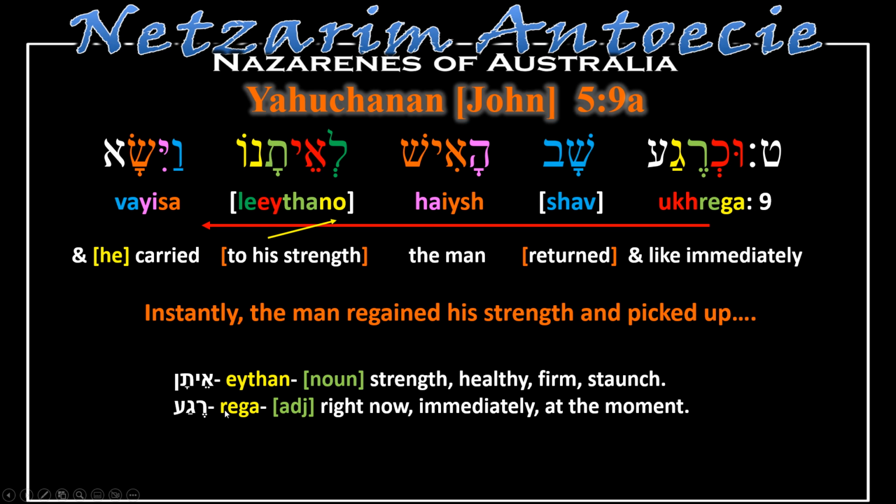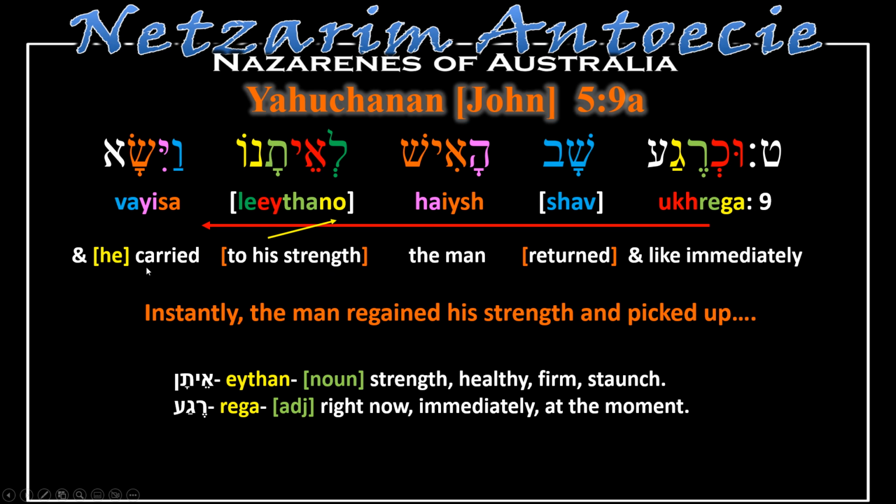So let's have a look. We see rega as an adjective means right now, immediately, at the moment. Shav meaning returned, because we know shav means to return. Ha-ish, the man, le-eitano, to his strength. So what's the root there? Eitan. It's a noun. It means strength. It means healthy. It means firm. It means staunch. So I've translated to his strength.